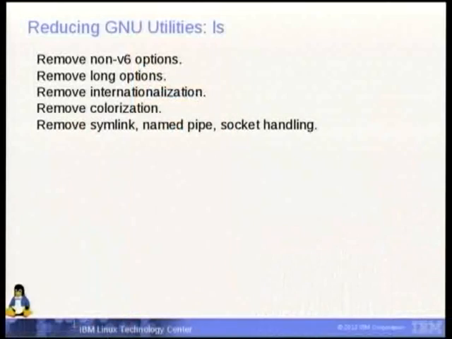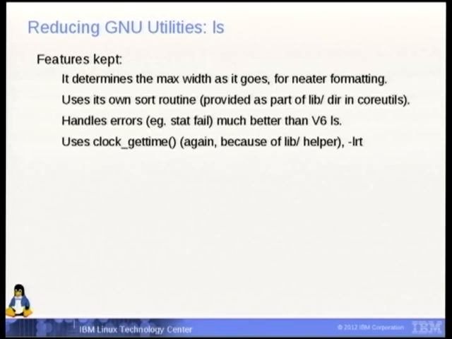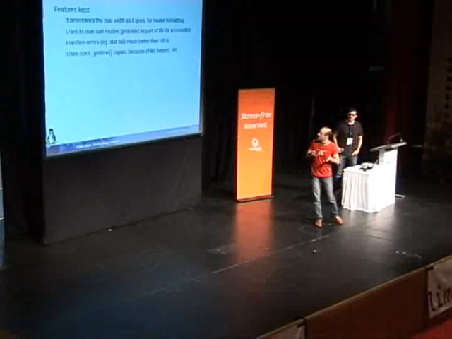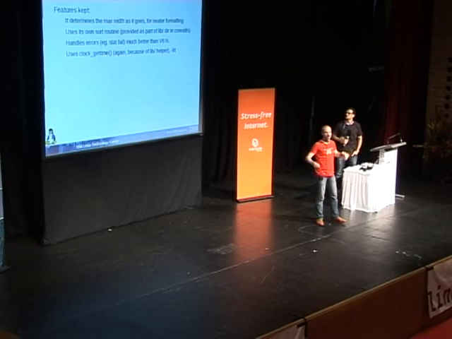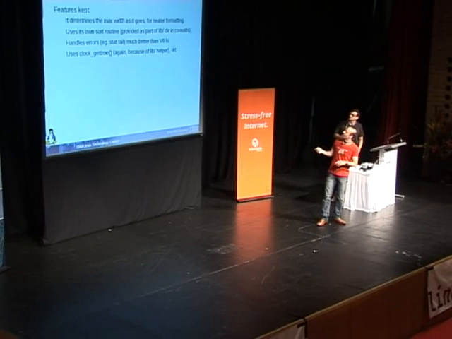300 bytes. LS was a bit harder. We remove all the non-v6 options, we remove all the long options, we remove colorization, we remove internationalizations, symlink, socket handling, blah, blah, blah. I kept that as it goes through the LS, it figures out what width all the columns should be. I kept that because it is a consequence of the fact that our systems are so large that we need to do that. It used to be that one of the columns could be a bit distorted because you could have a long size in there that was a bit bigger than the average. But now it could be a multi-terabyte file and everything will really be distorted. So I left that logic in there.